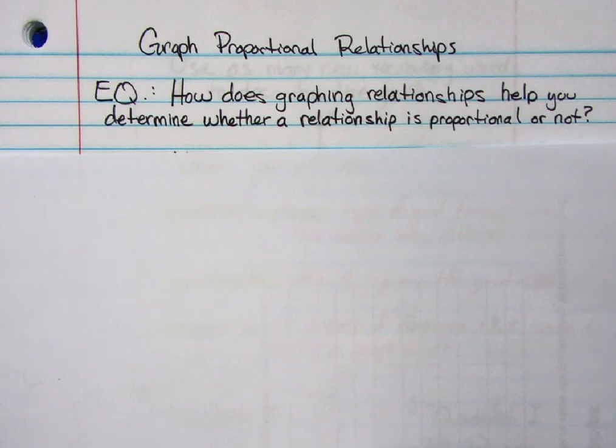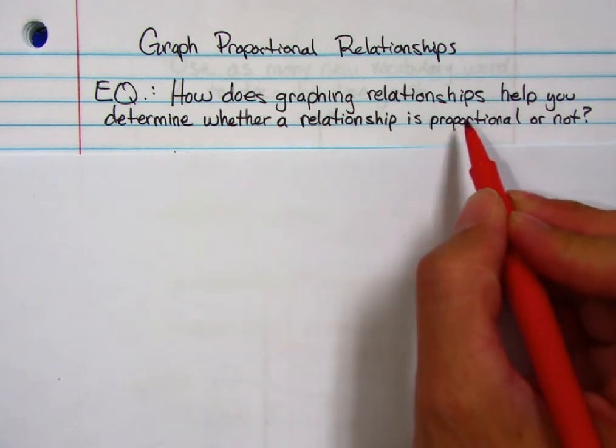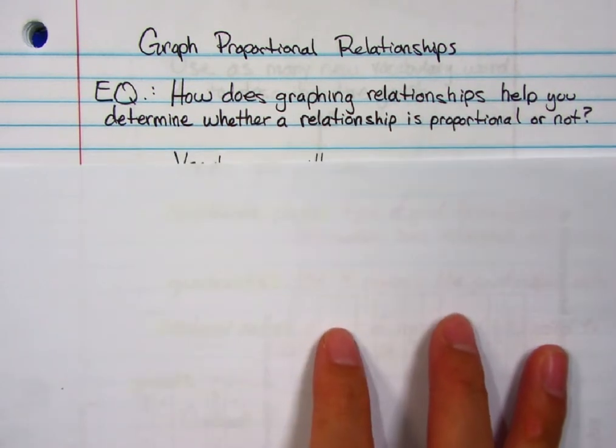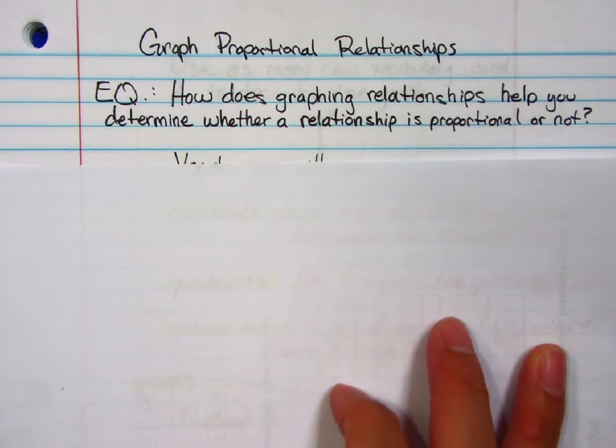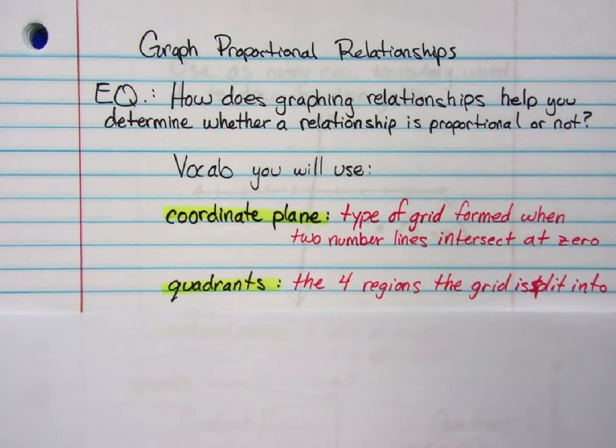All right, now that we've talked about proportional and non-proportional, I want to actually graph proportional relationships. So how does graphing relationships help you determine whether a relationship is proportional or not? When you graph it, you should be able to find it right away to say, yep, that's proportional, that's not proportional, with an instant. So here's some vocabulary you're going to need to use.